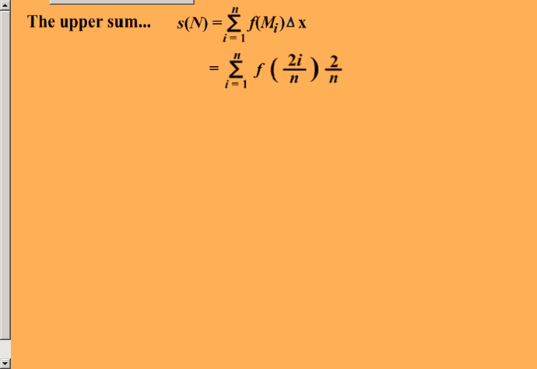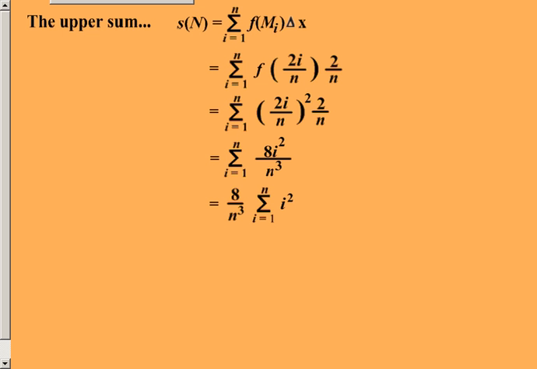Okay, plugging the upper sum in to i over n times delta x, which was 2 over n. Evaluating in the function x squared. Okay, once again, we have an 8 in the numerator that is constant, and we have an n cubed in the denominator, which is constant, so that can be factored forward. And then we have a summation of i squared. Summation of i squared is an identity. We have n times n plus 1 times 2n plus 1 all over 6.